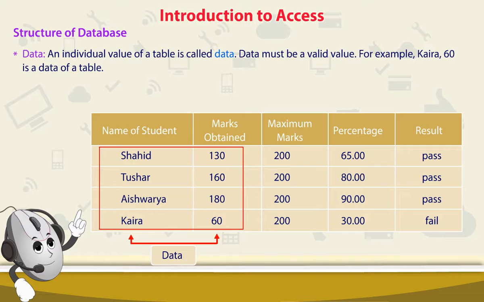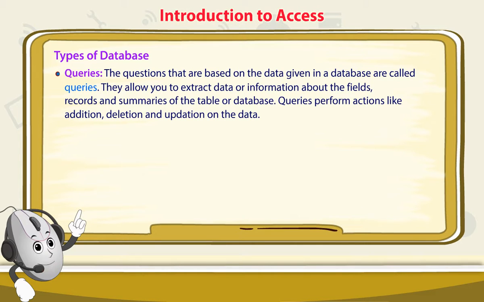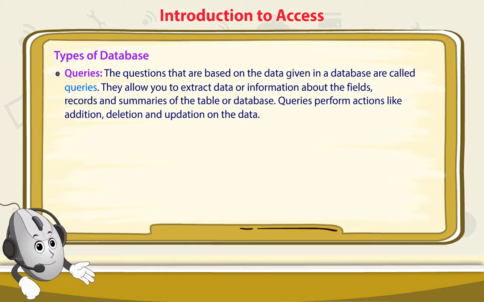Data. An individual value of a table is called data. Data must be a valid value. For example, Kyra 60 is a data of a table. Queries. The questions that are based on the data given in a database are called queries. They allow you to extract data or information about the fields, records, and summaries of the table of database. Queries perform actions like addition, deletion, and updation on the data.